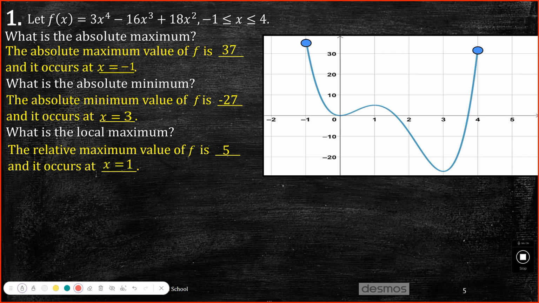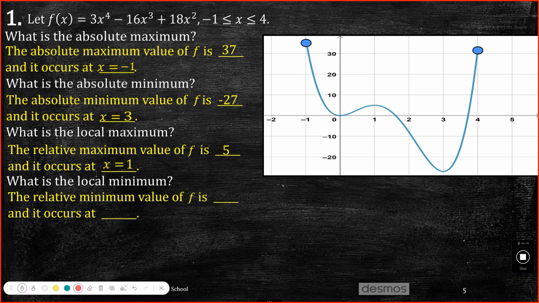1. And then what is the local minimum? Where is the local minimum? At x equal to what? So it occurs where? At x equal to 0. So the relative minimum value of f is 0 and occurs at x equal to 0.